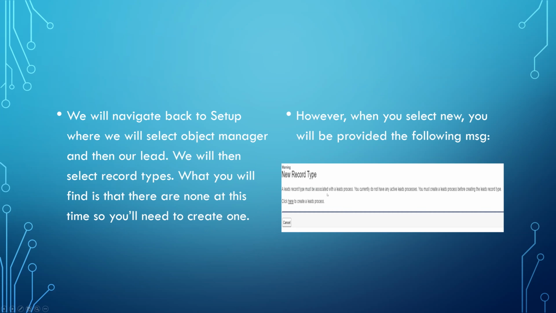But if you've never done a business process, you'll need to go ahead. If you've never done a record type, you'll come to this. And it'll say a leads record type must be associated with the leads process. And currently, we don't have any leads processes active at this time. So I had to go and create those. So here we go, business process. In this case, for the lead.